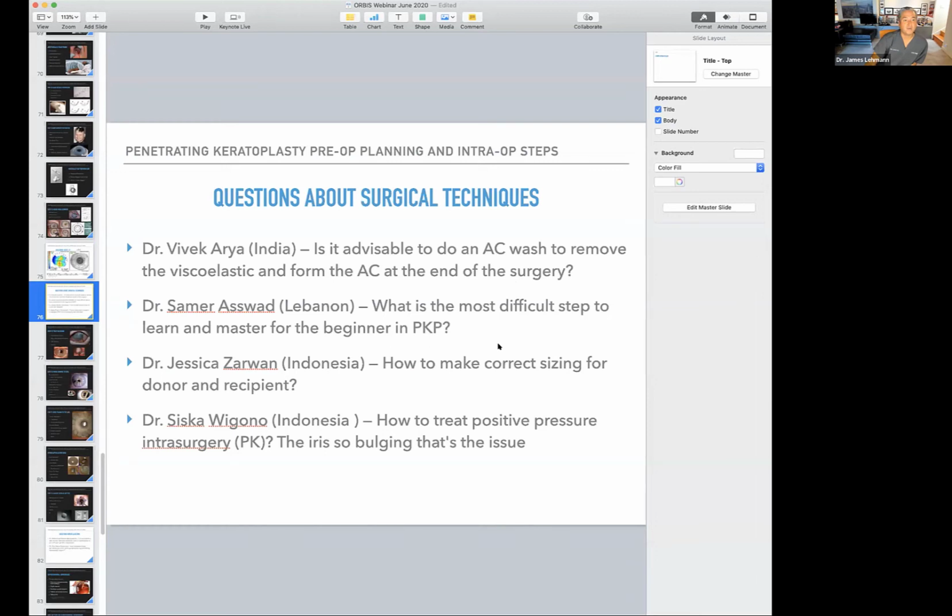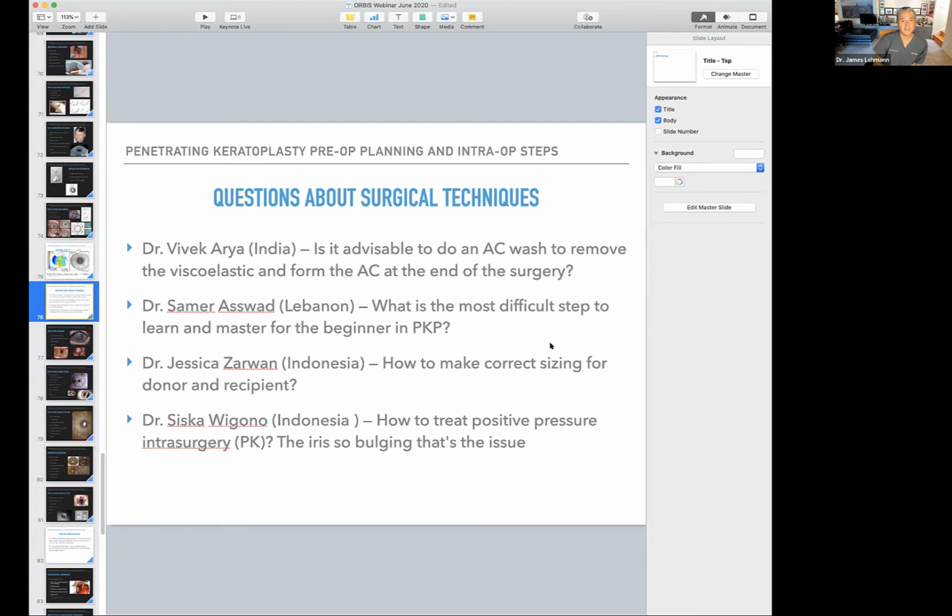Dr. Assad from Lebanon, what's the most difficult step to learn and master? Passing the suture backhand is difficult, and passing those cardinal sutures is difficult. So that's what you want to practice in the wet lab. Also, cutting the corneal scleral rim, all those you can practice ahead of time in the wet lab, so that you shouldn't be surprised the first time that you do it. So again, backhand suturing and cutting the cornea recipient off, those are the hardest. So you got to practice that in the wet lab.